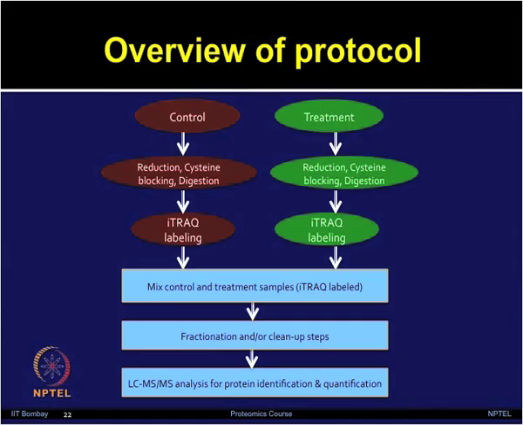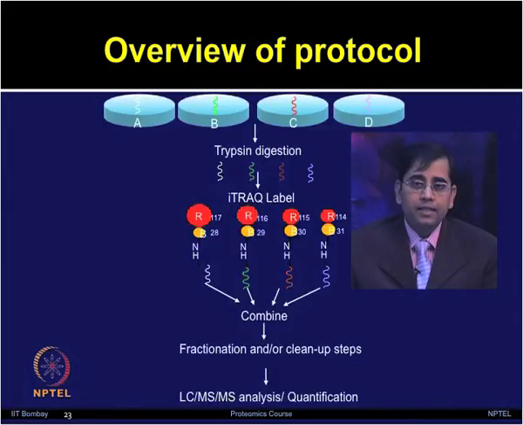Now let us have a look at the overview of this protocol. We have control and treatment populations. Each of those samples was first reduced, cysteine blocked and digested. After that, iTRAQ labeling was performed for each sample. Then control and treatment populations were all mixed together with the iTRAQ labels. Fractionation and/or cleanup steps were performed, and then LC-MS/MS analysis can be performed for protein identification and protein quantification.